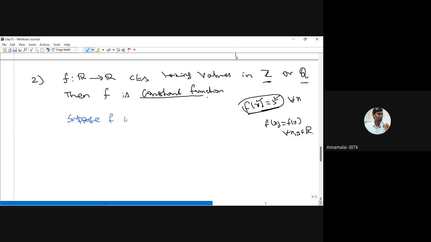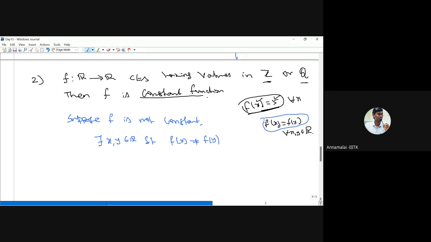Suppose f is not constant. So not constant means what? There are 2 points whose images are not equal. So there are 2 points x, y in R such that these 2 points map to different values. Because constant means everything has the same value. Not constant means at least 2 elements whose images are different.